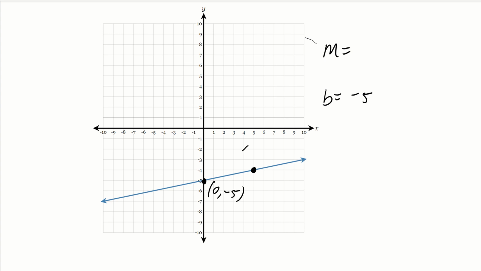Here it looks like I'm at 5, negative 4. So you can count up 1. And then I go over 1, 2, 3, 4, 5. And you can also do y2 minus y1 over x2 minus x1, and you should get 1 over 5. And then I just plug it in. Y equals 1/5 x minus 5.